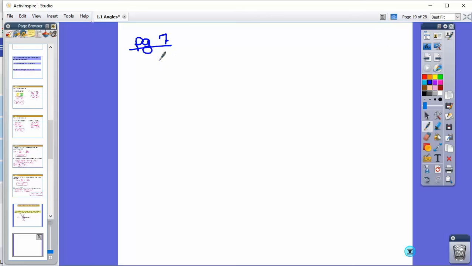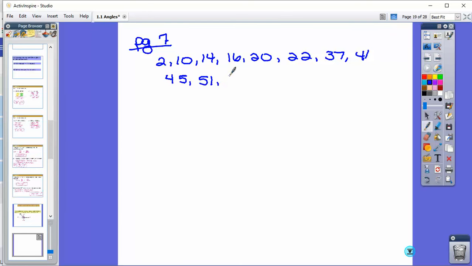So on page 7. Some of these are going to go pretty quickly. You could play 13 now.